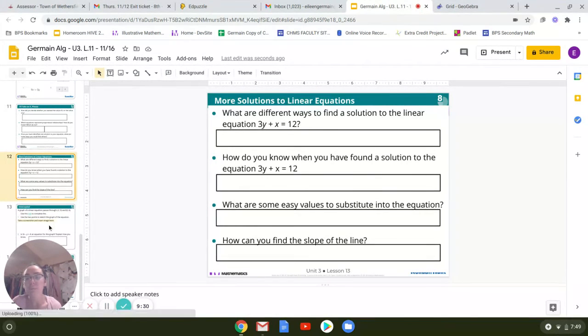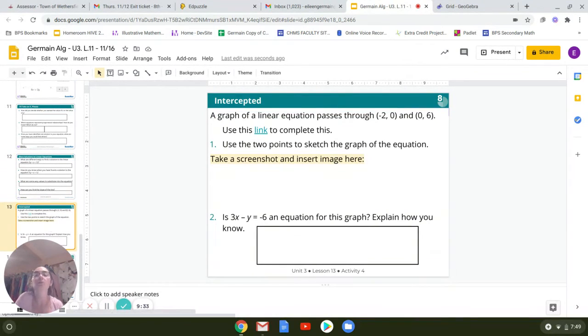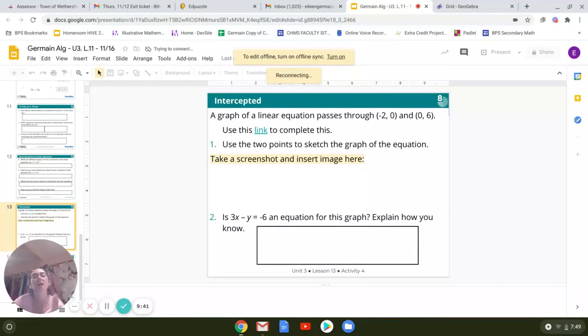Last one we're going to look at is your cool down for today. This video is a little bit longer just because I'm not going through all the answers like I usually do. So let's take a look at this cool down here. It says graph the linear equation that passes through, let me just write this down, -2, 0 and 0, 6.